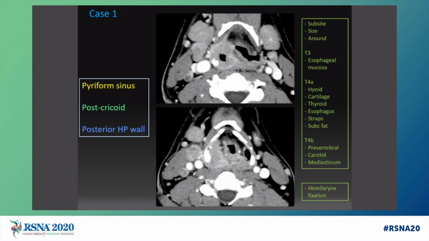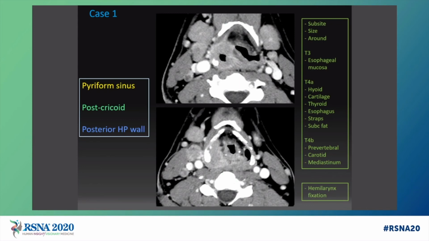Let's look at a few different sample cases, and I have put in green boxes the important structures that help with staging. So let's look at this first case. Clearly, there's a big enhancing mass that's involving the piriform sinus, right? Back surface of the AE fold, the lateral wall, so that's all piriform sinus, but also the posterior hypopharyngeal wall, and probably also the post-cricoid region.